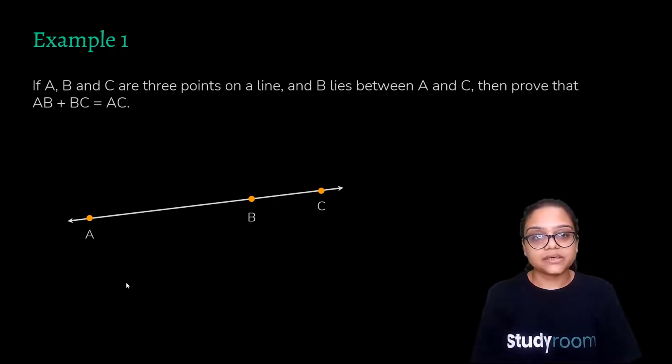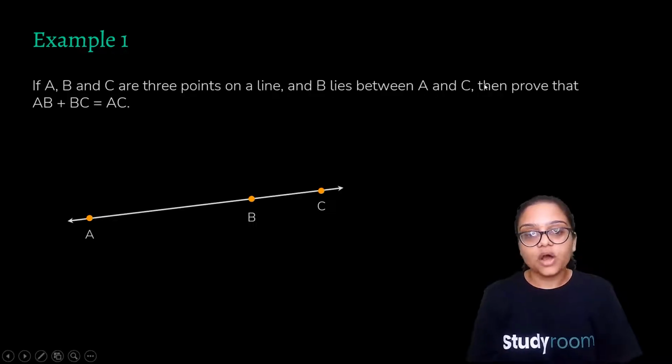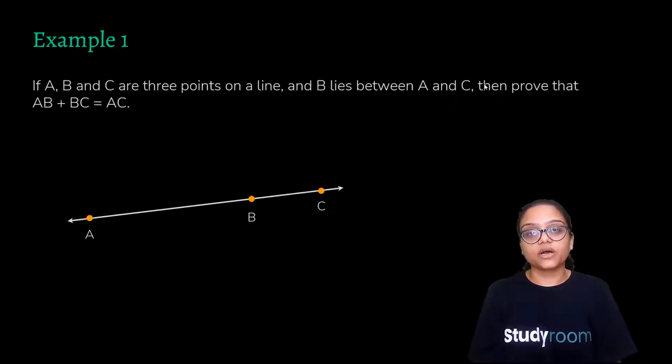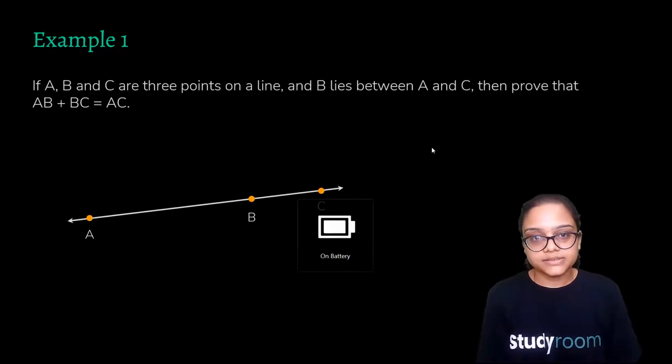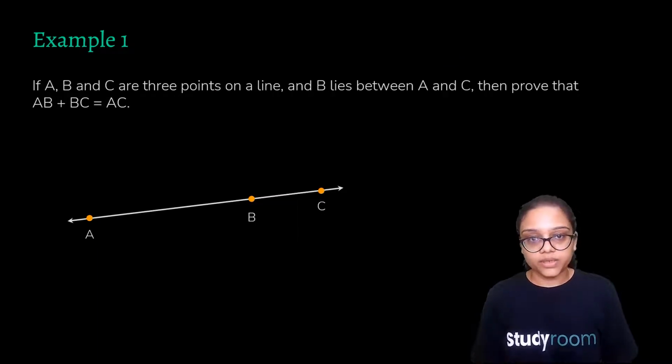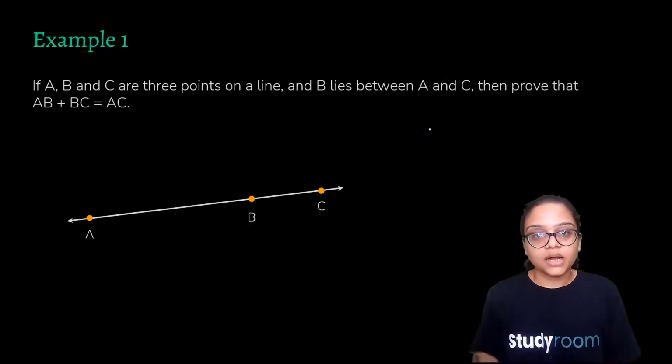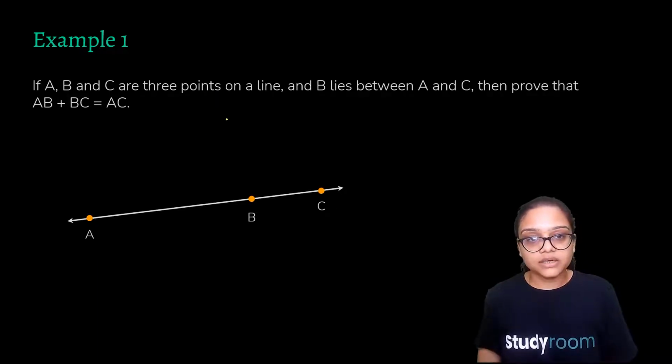If A, B, C are 3 points on a line, and B lies between A and C, then prove that AB plus BC is equal to AC. Now just think how we'll prove it. Obviously, this is a very obvious question, but you need to prove it according to Euclid's axioms or postulates. So just think of an axiom which satisfies the condition. I have remembered the axioms. You can just learn them, and then it will be easy to solve such questions.